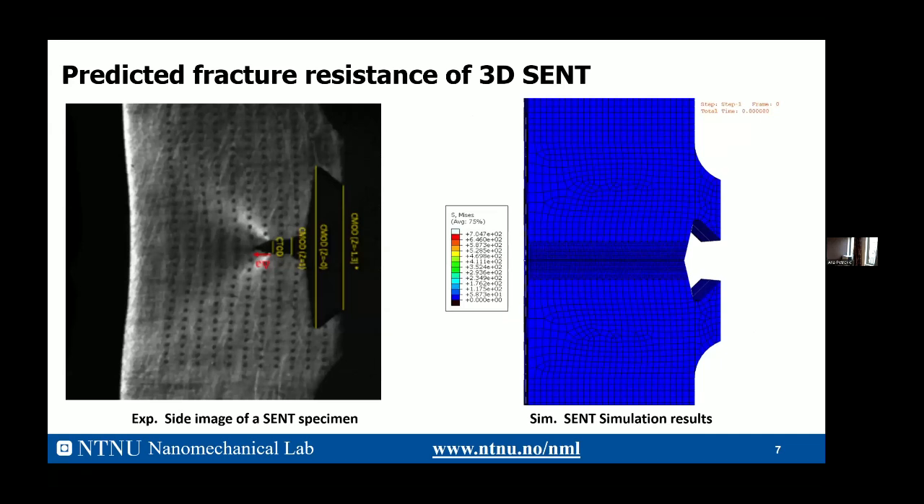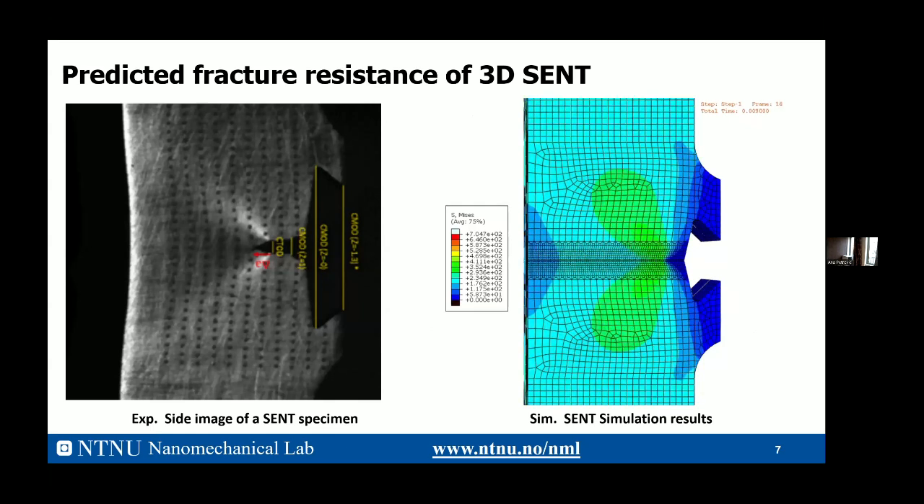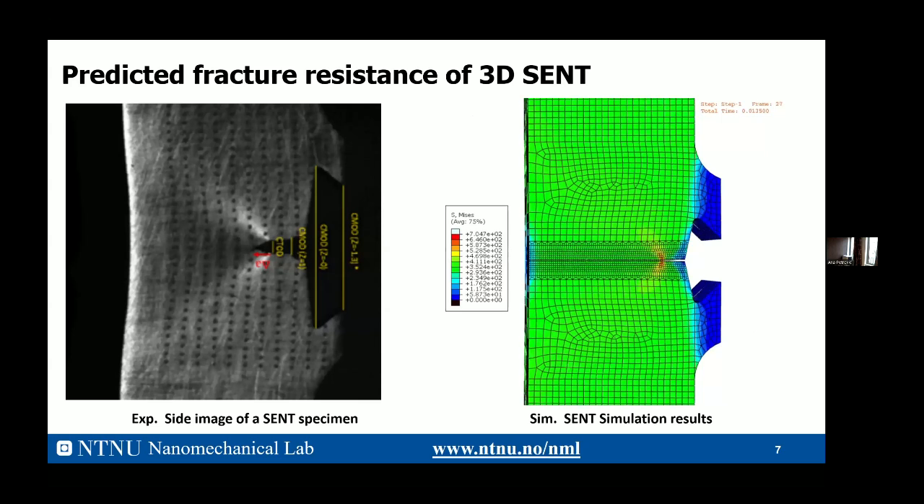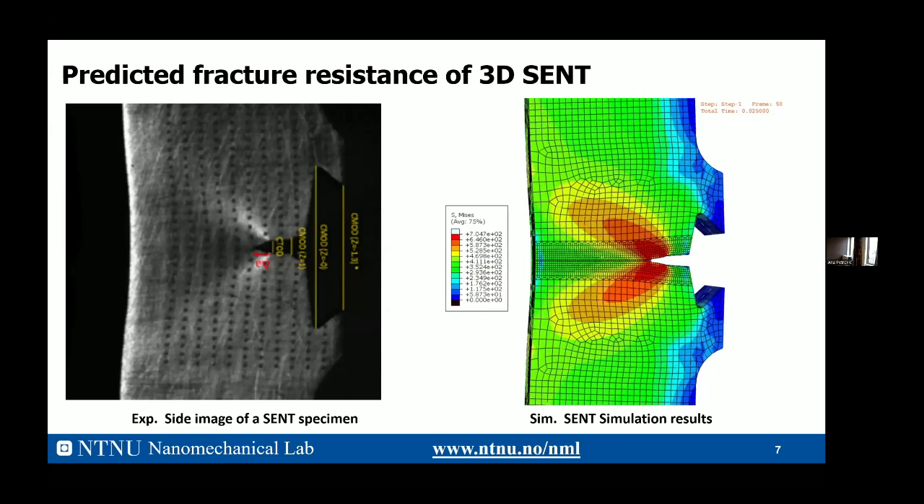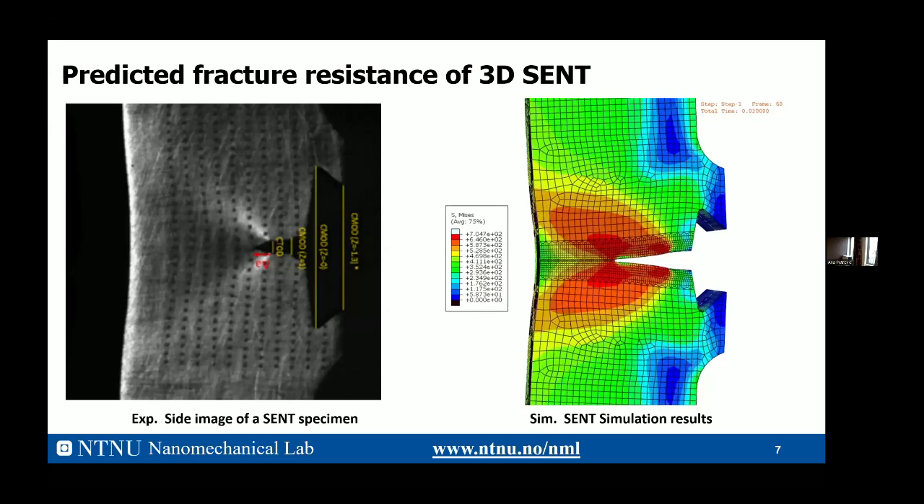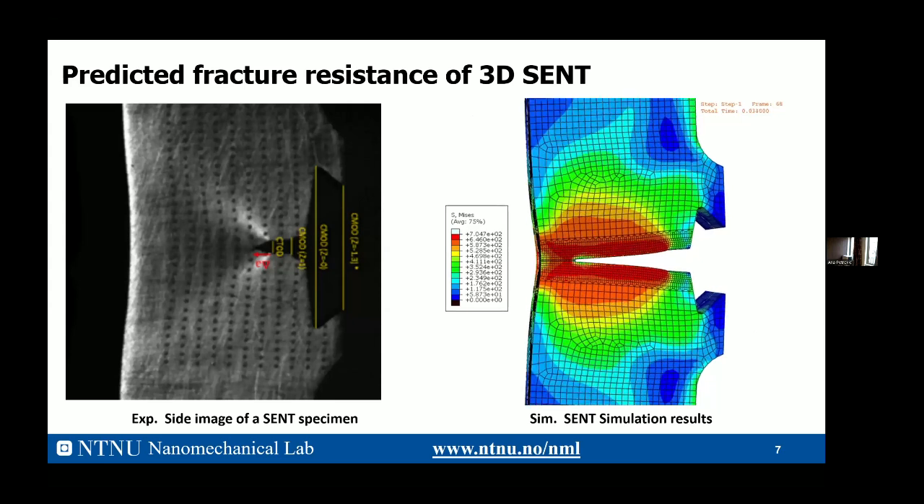Here are my simulation results. The left figure is the experimental result, and the right figure is my simulation result. You can see at the same part, with the increase of the loading, the crack tip keeps blunting, and it keeps propagating along the given direction.